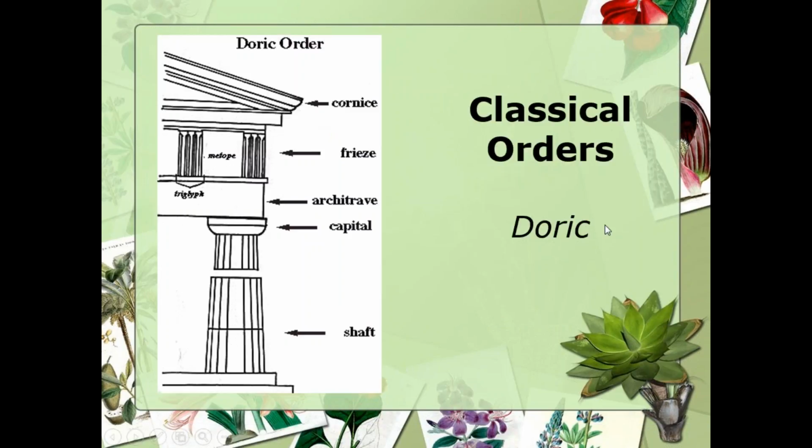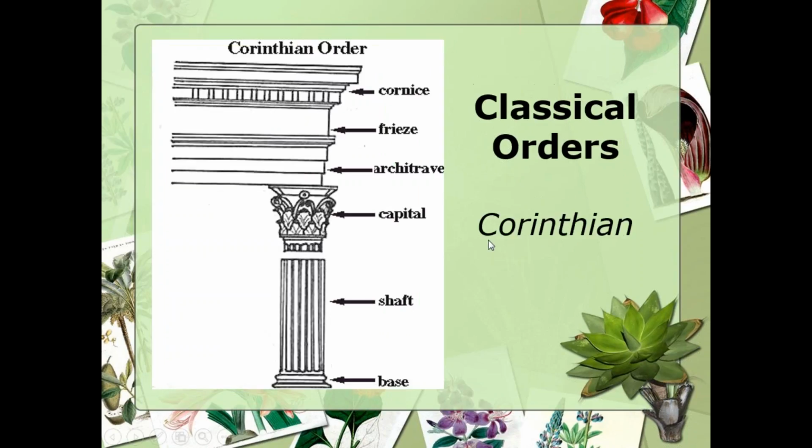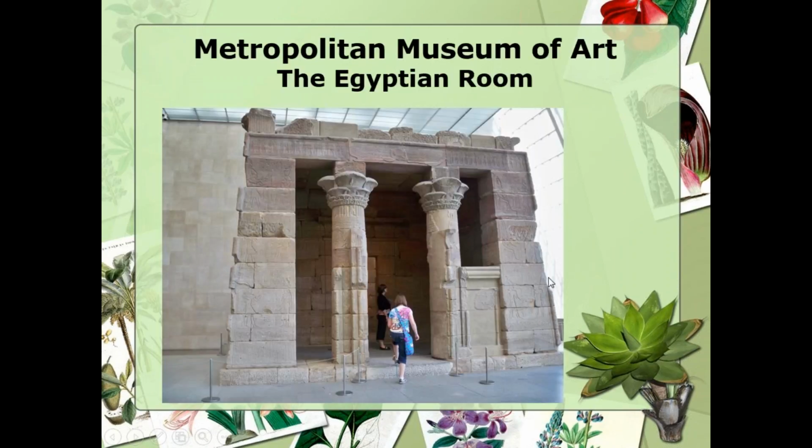So there's the Egyptian columns, classical orders. Here's an example of the Doric. We have the cornice on top, frieze, architrave, then the capital and the shaft. The Ionic has the cornice, the frieze, the architrave, the capital, but with the spiral, the shaft, and then the base. The Corinthian has cornice, frieze, architrave, a capital that has more of the flowered decorative to it, and the shaft and the base. And here's a physical example of that.